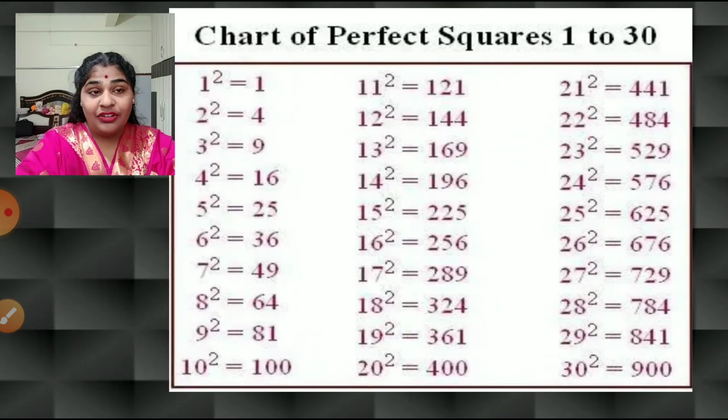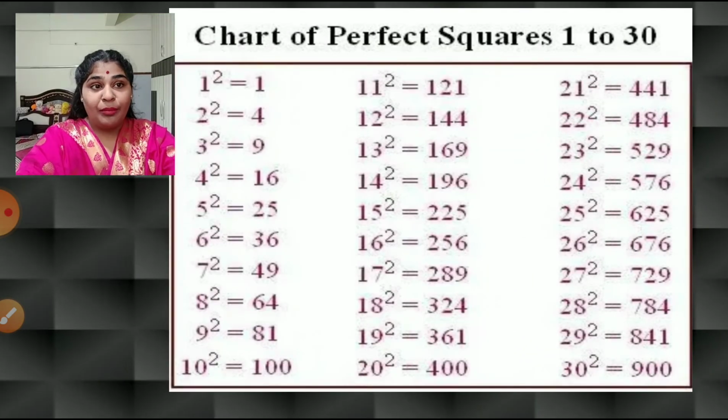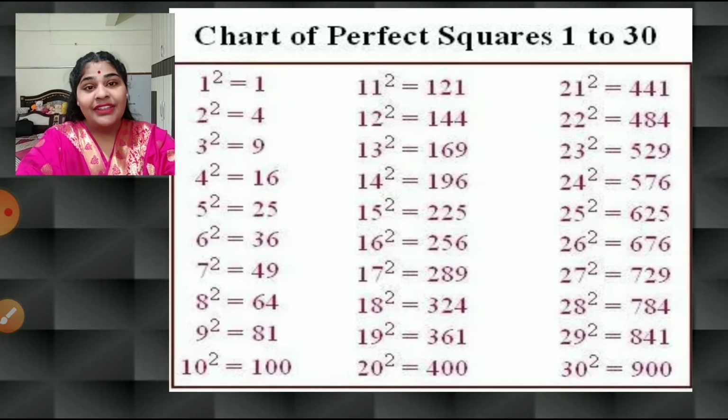So this is a chart of perfect squares from the number 1 to 30, children. I would suggest you learn by heart these squares from 1 to 30 at least. It will be very useful in the further chapters. So it is my suggestion that you please learn this chart by heart. Numbers 1 to 30, you should know the squares by heart.